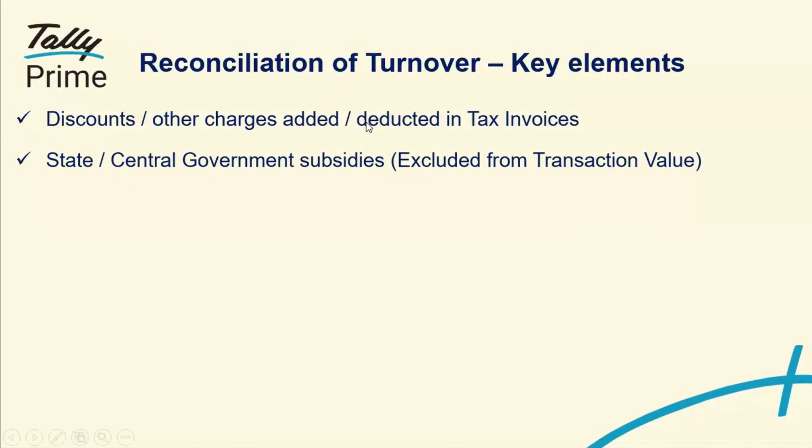The next element while comparing. So these are all some of the most common repeated things we used to hear on reconciling the annual turnover. Any subsidies or some export incentives, all these are also excluded from the transaction value. So probably all these things will be in your P&L. But by taking the sales register columnar, all these things can also be reconciled.